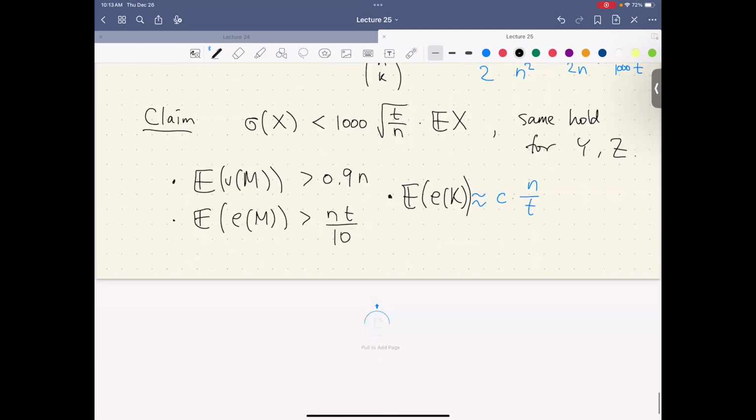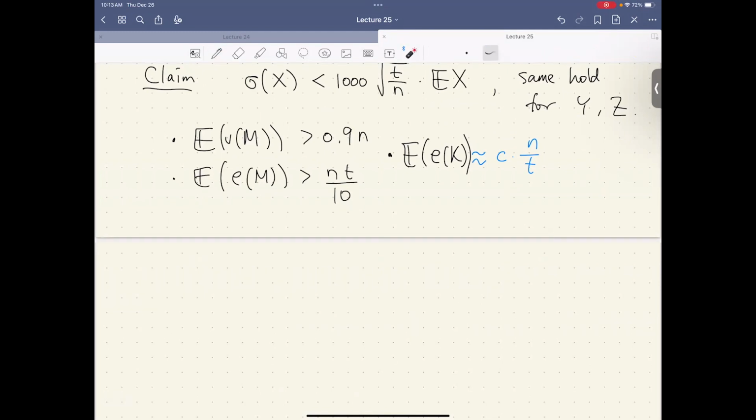Now we are done because what do we want to say? We want to say that K induces a very sparse graph. Remember, K is a set of n over 100t vertices. So this is constant average degree. K is sparse. We can find a large independent set. And we want to say that the remaining graph, M, has at least half of the vertices, which is true, 0.9n. And we want to say the ratio n prime over t prime can also be derived from the estimate on the expectation of v of M and e of M. I will skip that part.